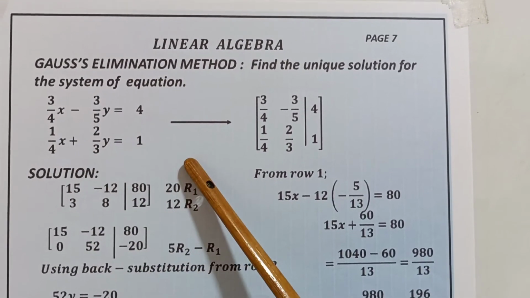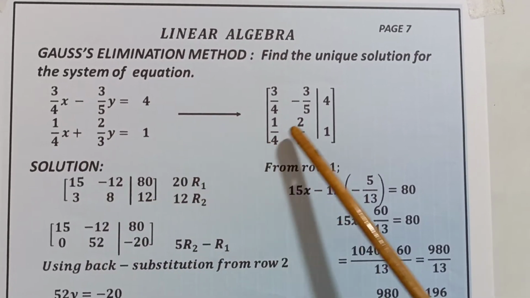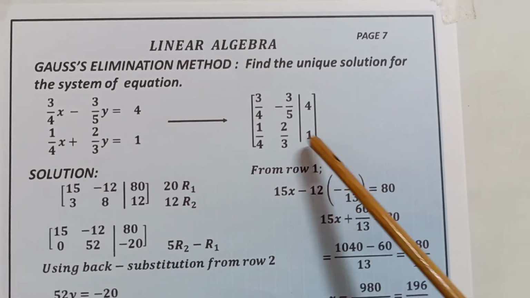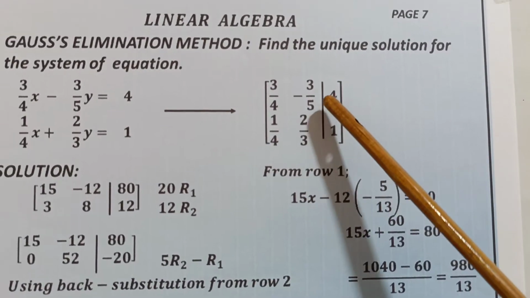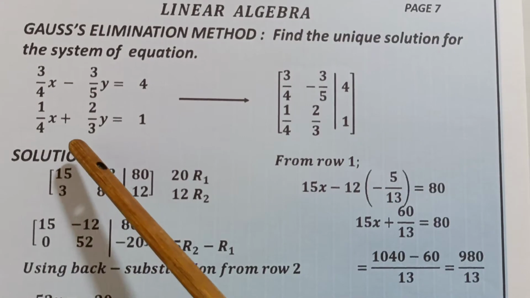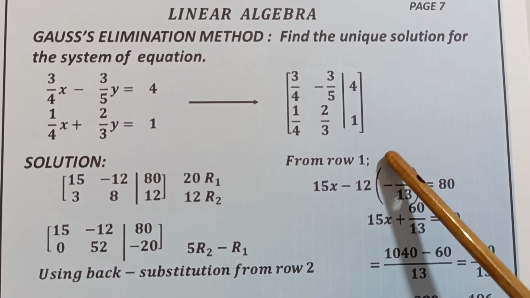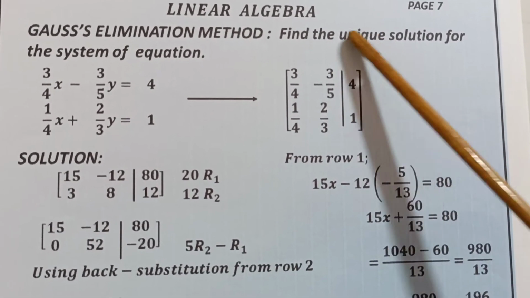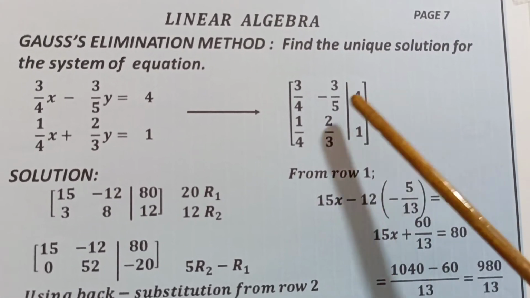Now first, you're going to write the coefficients of the variables into a matrix form. So just copy the numerical coefficients. We have here 3/4, minus 3/5, equal to 4, and 1/4, 2/3, and 1. As you can see, we have fractions here. So to make things easier to compute, we just convert these fractions into whole numbers.